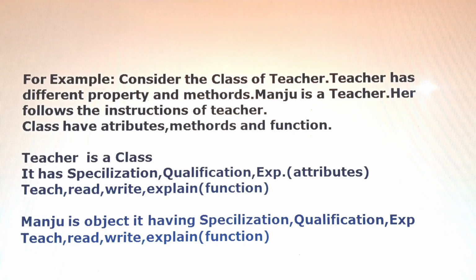Okay, then instance of a teacher is Manju. Manju is an object of a class. Manju has to follow and execute these functions. Manju should have specialization, qualification, experience for teacher. Then she has to execute these functions: teach, read, write and explain. All these functions are executed by an instance of a class. That is, Manju is the object. Manju object is an instance of class. The name of the object is Manju.